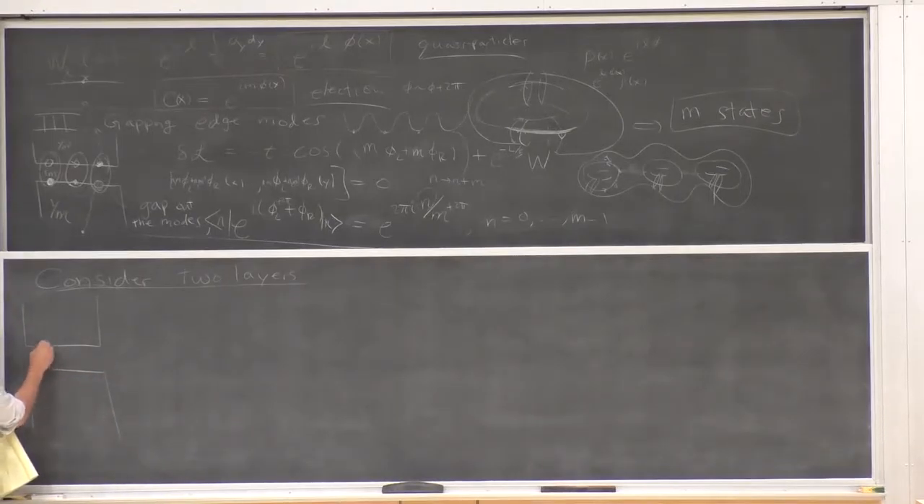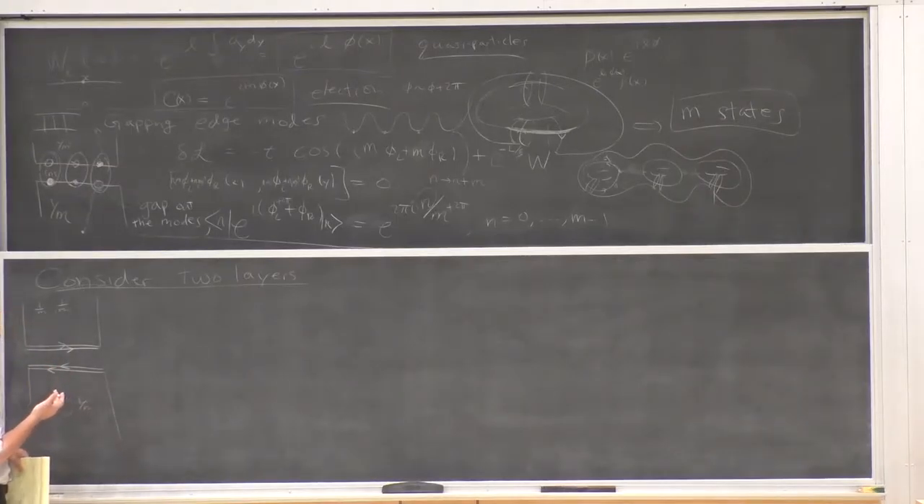So if I have two layers, now I have sort of two edge modes going in the right direction over here. So this is like 1 over m, 1 over m. It's two layers of the 1 over m Laughlin state. And here also, two layers. So I have two edge modes going in this direction, and then two edge modes going in this direction.